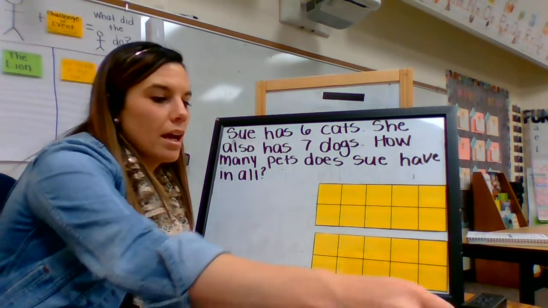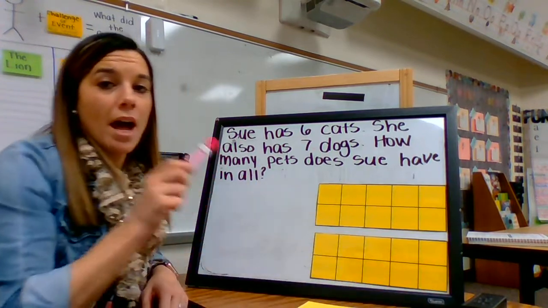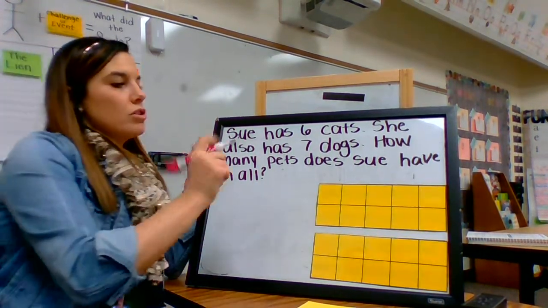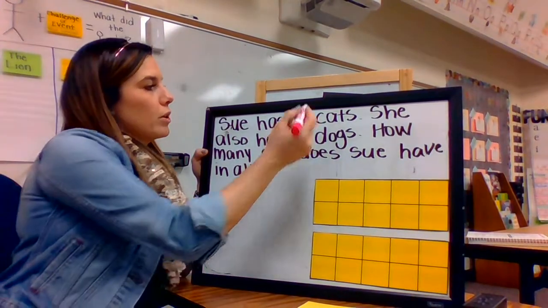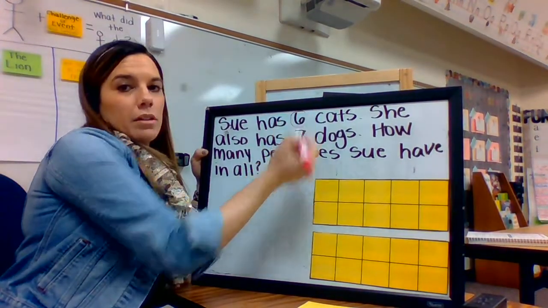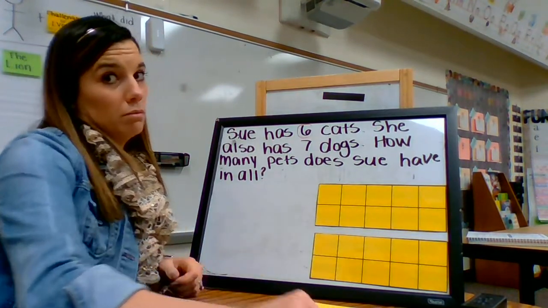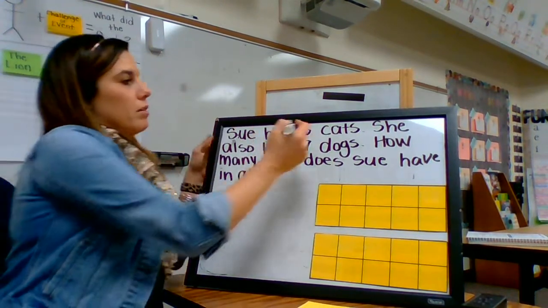I need to get a different colored marker so I can pull out the important information. So the first thing that I see that's important is these numbers. Oh, I don't know if you guys can see that color. Hopefully my markers aren't dried out. Okay.